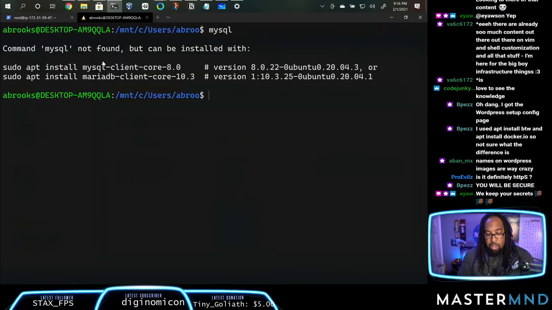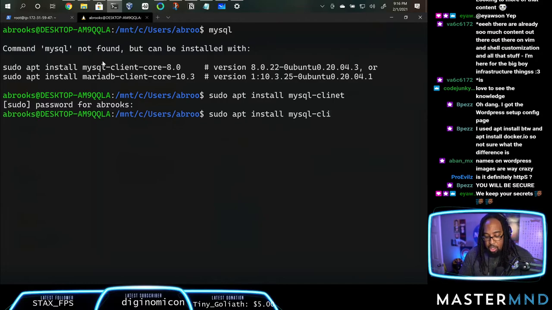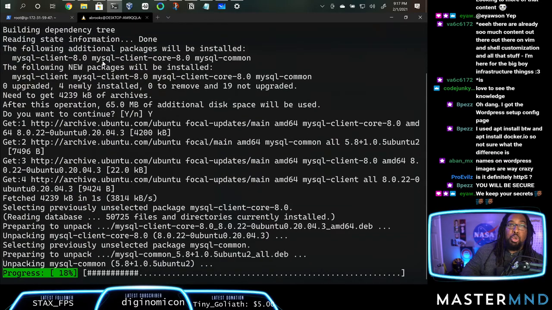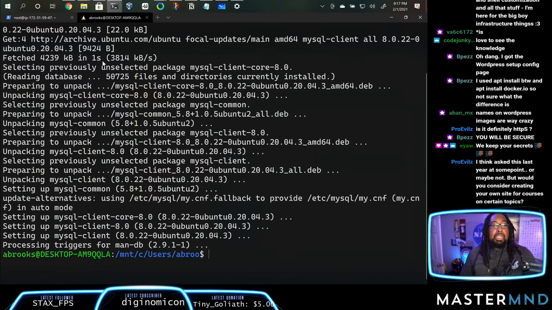Do I have MySQL? sudo apt install mysql-client. You gotta learn how to spell client right. And I'll get that installed. So we're talking about a relational database here. So I'm going to use the MySQL client to connect to a remote MySQL instance.